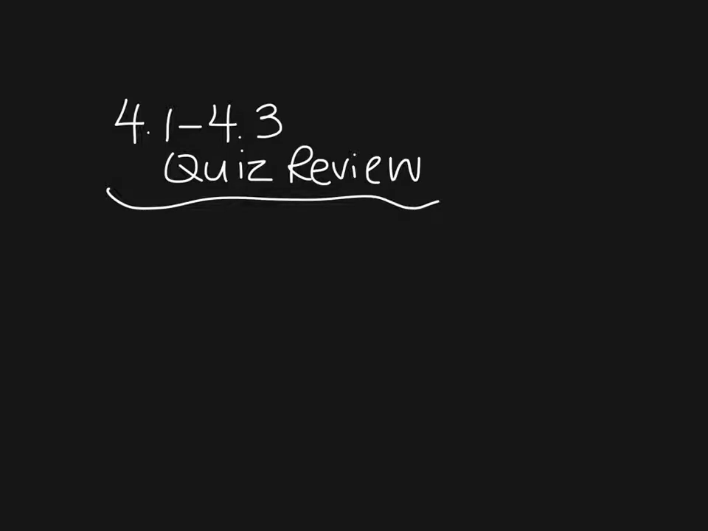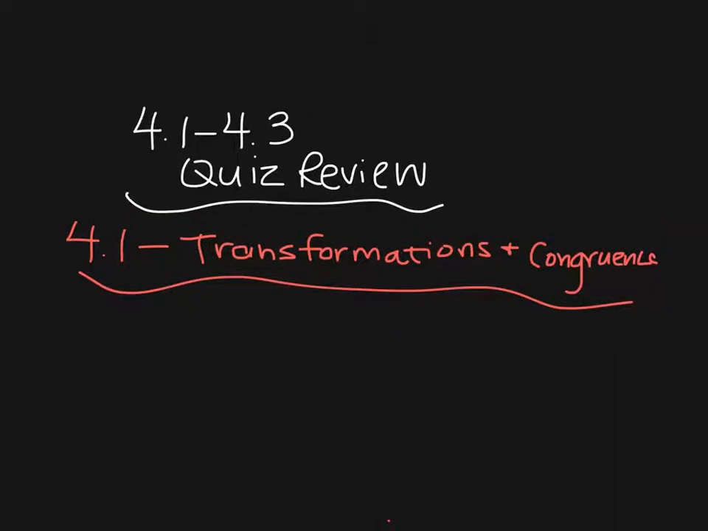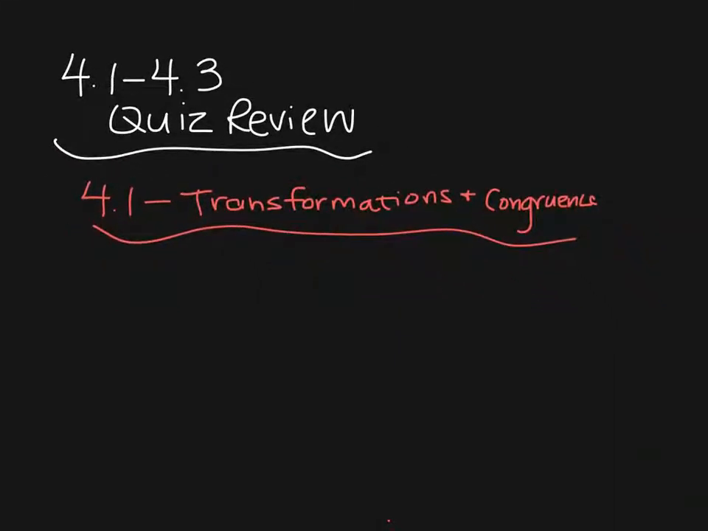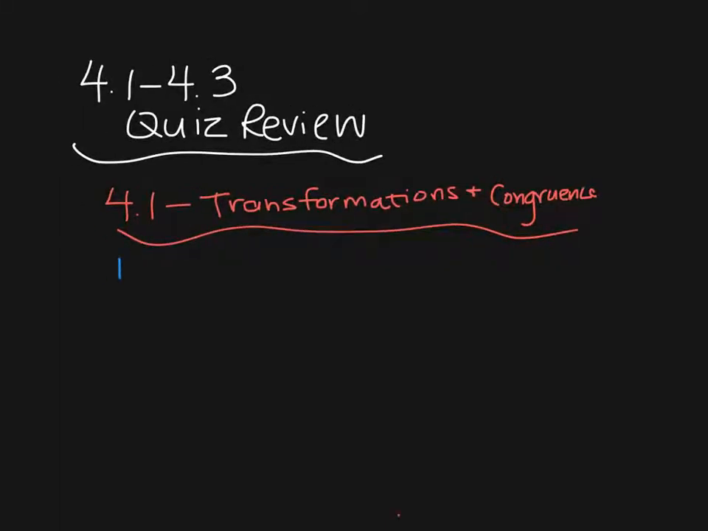You mean 4.1 to 4.3? Correct. Okay. So 4.1 was your congruence and transformations. So this is where you were asked to shift your shapes or resize them based on the different types of transformations. So the first one was a translation.